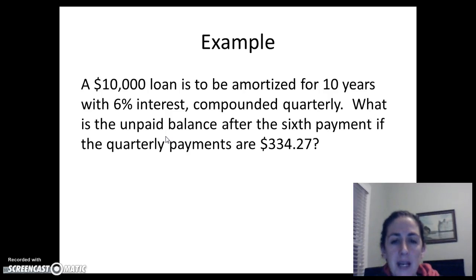What is the unpaid balance after the sixth payment if quarterly payments are $334.27? So after you've paid these equal payments of $334.27, after you've paid 6 of them, if you wanted to pay off the rest of your loan to save on interest, how much do you have to pay?